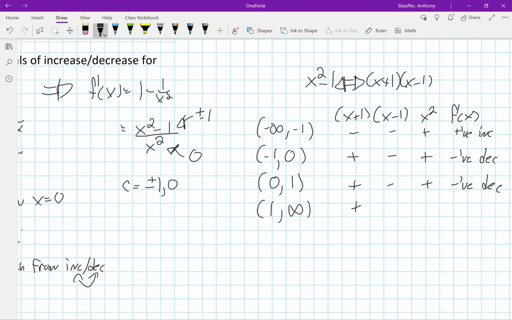200 plus 1 is positive. That would give me a positive, and that would give me a positive. So I have a positive, or rather, I'm increasing right there. So my intervals of increase are going to be from negative infinity to negative 1, and from 1 to infinity. My intervals of decrease are going to be from negative 1 to 0 and from 0 to 1.